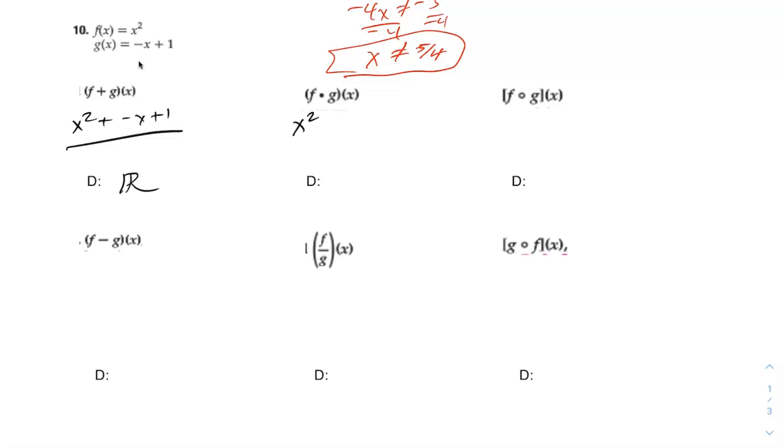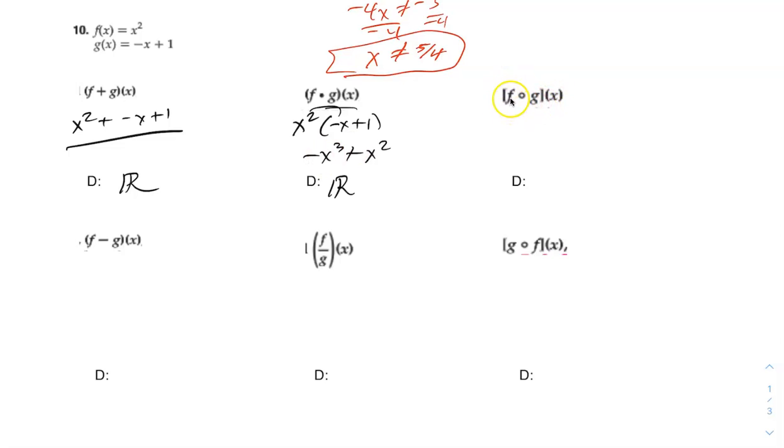So x squared times negative x plus 1. Distribute. Negative x cubed plus x squared. That's it. My domain, there's again no fraction. All real numbers. No matter what you plug in, you're going to be fine. f of g of x.